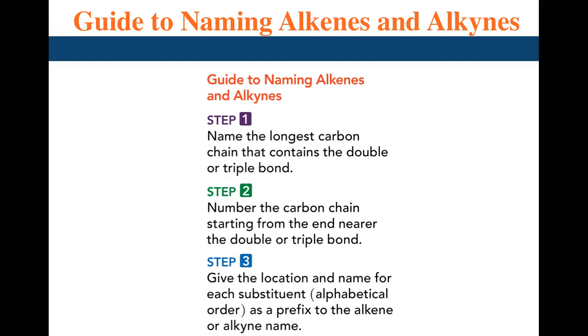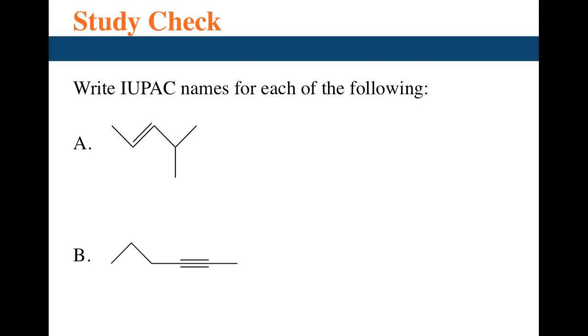All right, how do you name these alkenes and alkynes? Look for the longest chain. Look where that double bond is. You want to make sure that that double or triple bond gets the lowest location number. So start from the end where it's closest, and then look for any substituents and give them also the location number and the name. All right, follow the alphabetical order to name this alkene or alkyne.